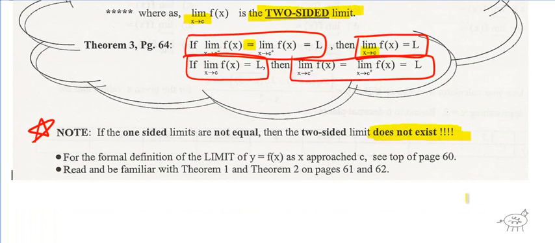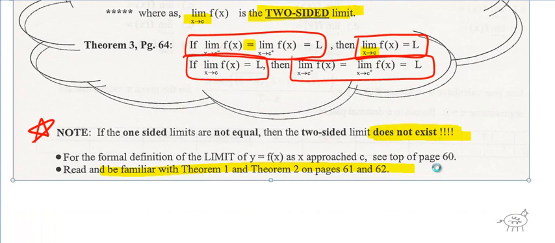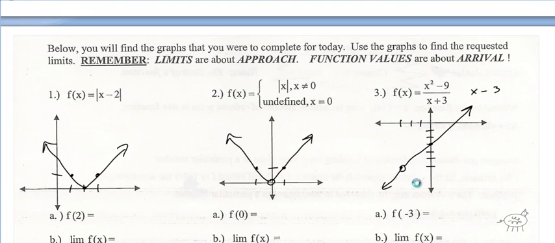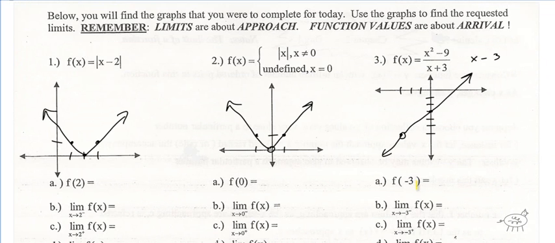All right, and then here are a couple other things. For the formal definition of a limit, you can see the top of page 60, and also this is just something to look over too. Be familiar with some of these different theorems. That's pretty important stuff here, to get a basic understanding of what limits are, one-sided and two-sided limits. So let's look at some of our graphs here, and then I do have a few more comments after we're done with our graphs, which is not on this note sheet, but something definitely we have to discuss.